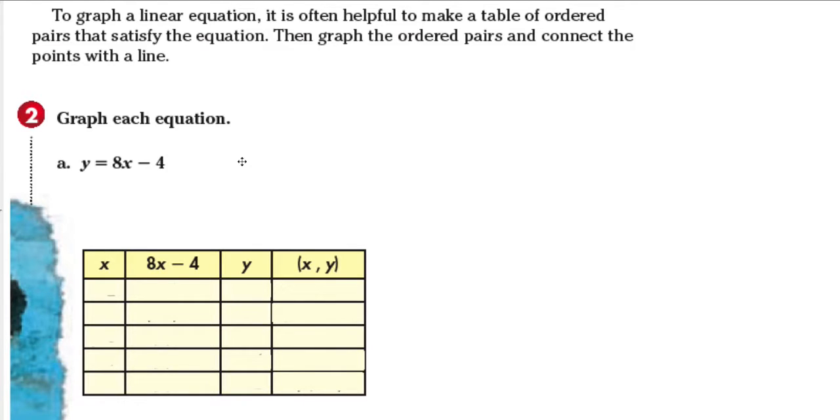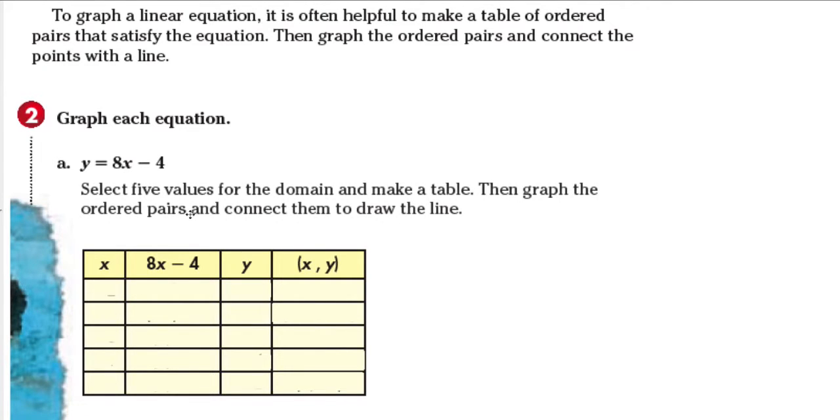So we're asked to graph, in example number 2, y equals 8x minus 4. To be able to graph it, we need to select 5 values for the domain and make a table. Remember, our domain is x, our range is y. Therefore, y is dependent on x. X is our independent variable, y is our dependent variable. Then graph the ordered pairs and connect them to draw a line.